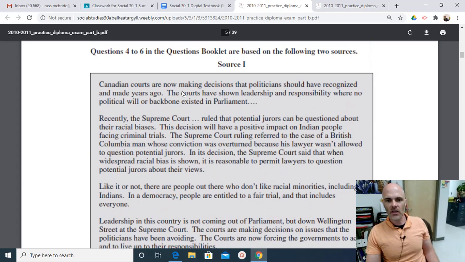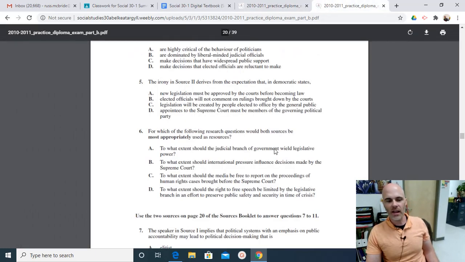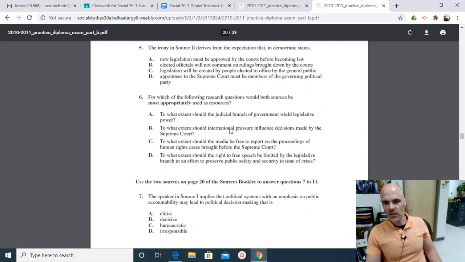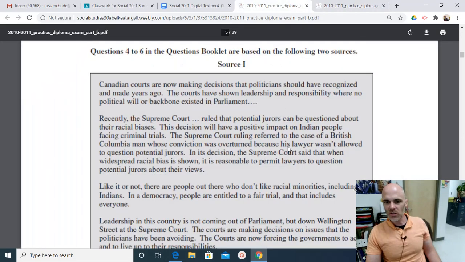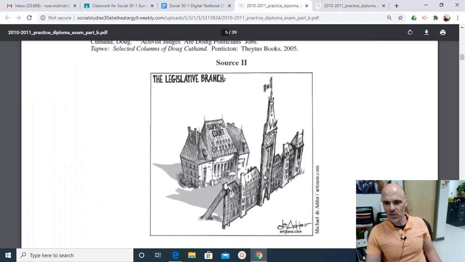And here it's saying courts are now making decisions, wielding legislative power, that Parliament should have done and didn't do. Yeah, that sure sounds like the answer. I'm going to go through the other ones to make sure that they don't work, but my tendency is to go with A there, for sure. To what extent should international pressure influence? I don't see, especially in this cartoon here, where's international pressure? It's not drawn in there at all.